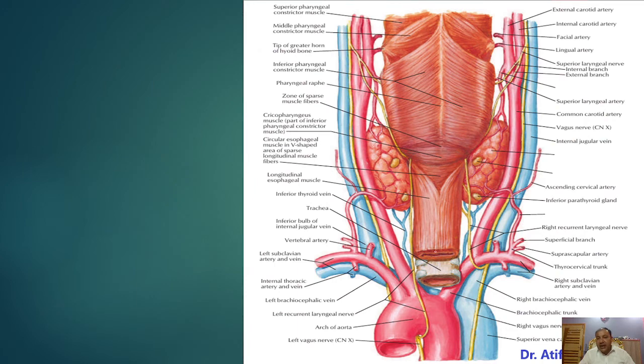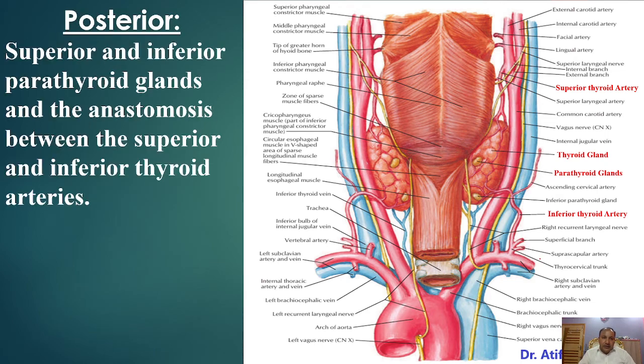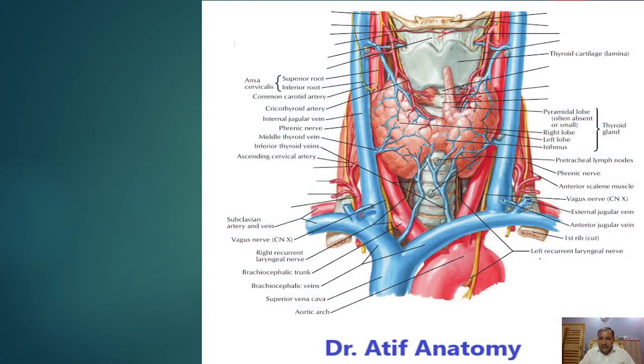This diagram is taken from the Atlas of Anatomy, and you can easily identify the parathyroid glands and thyroid gland on the posterior aspect of the thyroid gland. We find the thyroid gland, parathyroid glands, inferior thyroid artery, and the superior thyroid artery anastomosis. We can easily identify here the structures present and the blood supply.